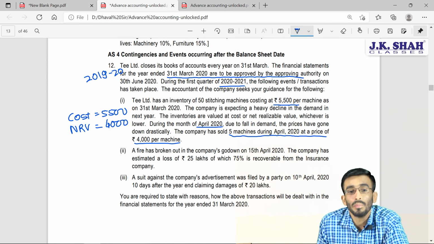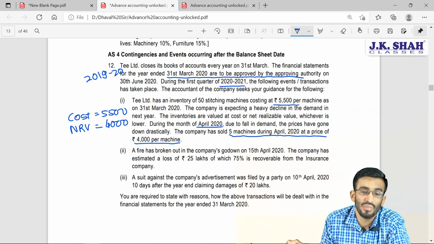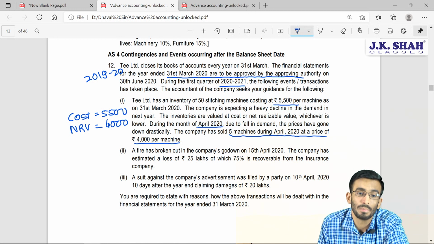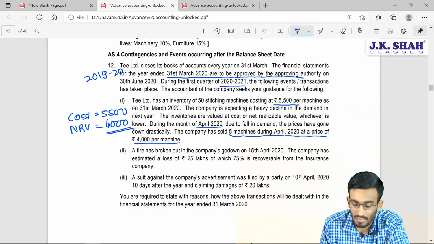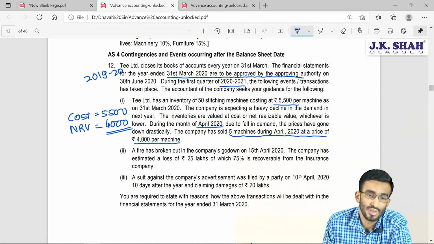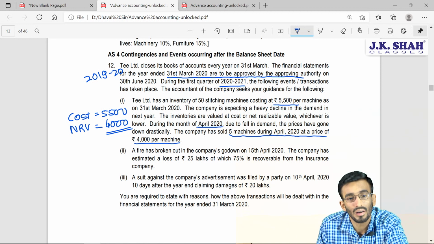Now, apart from AS4, here AS2 will override this question. As per AS2, inventory should be valued at lower of cost or NRV, that is net realizable value. Obviously, that net realizable value is nothing but the expected sale value in the coming year reckoned in the month of April, which is given here, that is nothing but 4,000 per stitching machine. So definitely we should go for AS2. Inventories are valued at lower of cost or NRV. So here, sir, cost is 5,500, NRV is 4,000. NRV being lower than cost, this inventory of 50 stitching machines as on 31st March 2020 will be valued at NRV of 4,000 per machine.